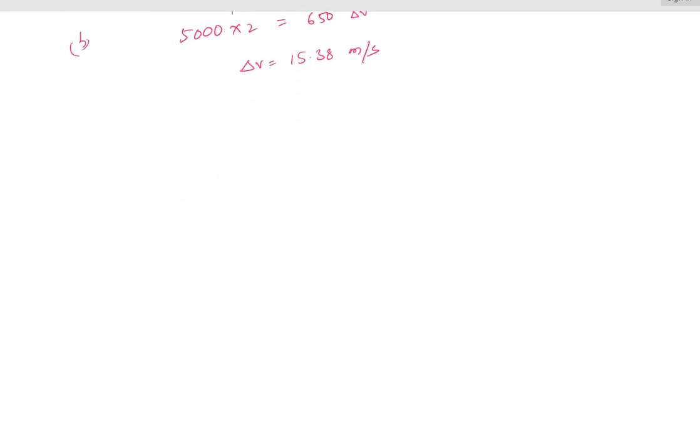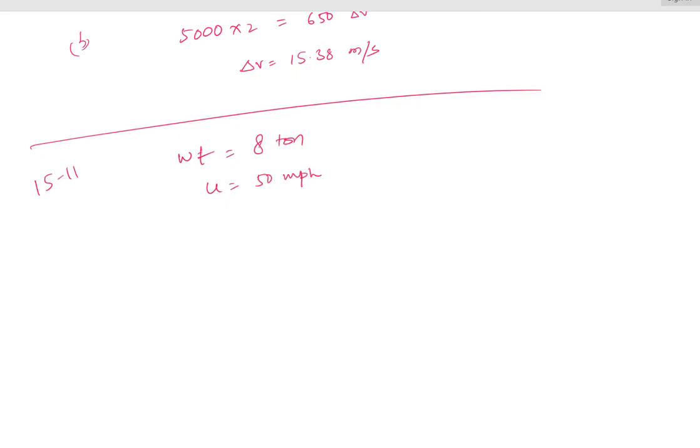Next problem we're going to look at is 15-11. I'll read the problem out. Determine the force required to bring an 8-ton truck traveling at 50 miles per hour to rest in 5 seconds. How far does it travel? So the weight is 8 ton, and the initial velocity given by u is 50 miles per hour.